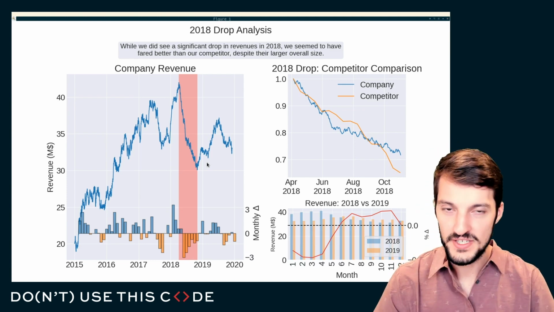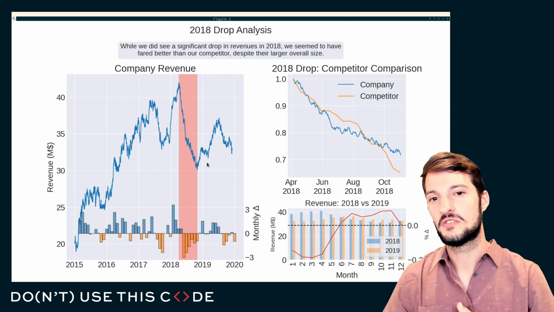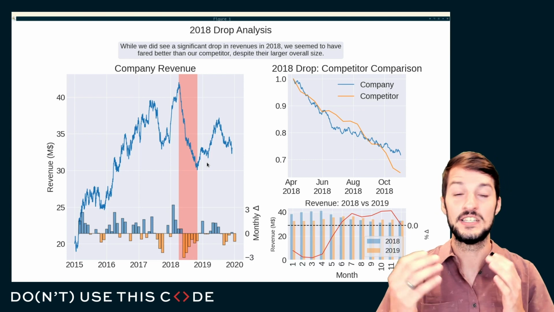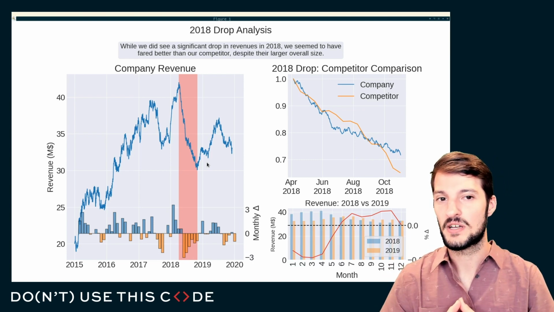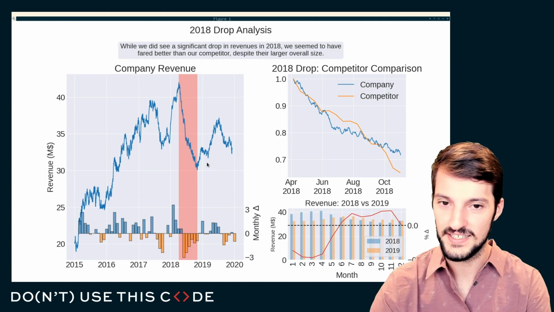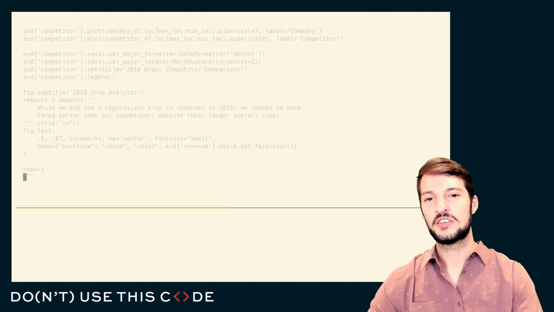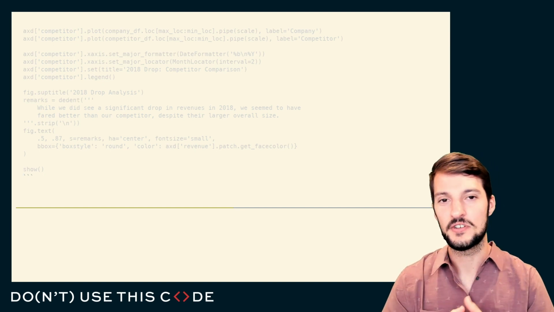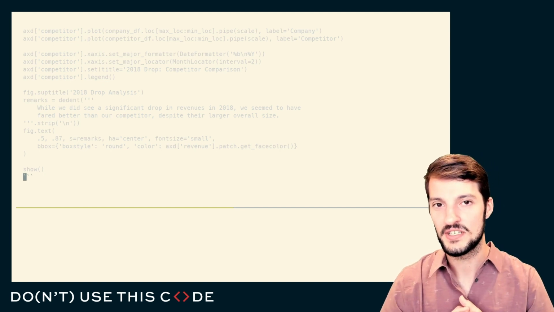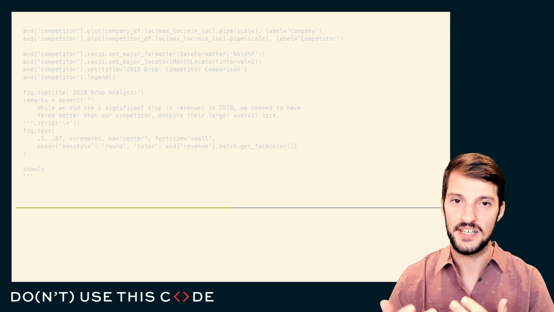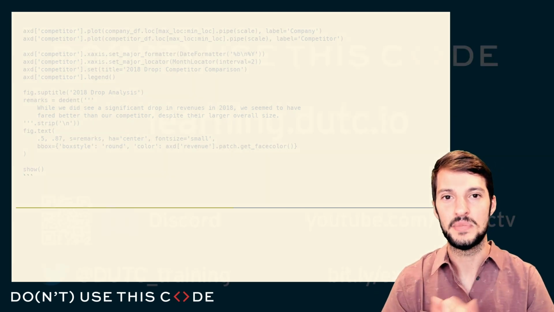And from all of this exploration, all of this visualization, we can see that there was a significant drop in revenues in 2018. However, we seem to have fared better than our competitor despite their overall larger size. And that is how you can go using Matplotlib from a series of exploratory visualizations to a coherent communicative visualization that's aesthetically pleasing and conveys a meaningful message.